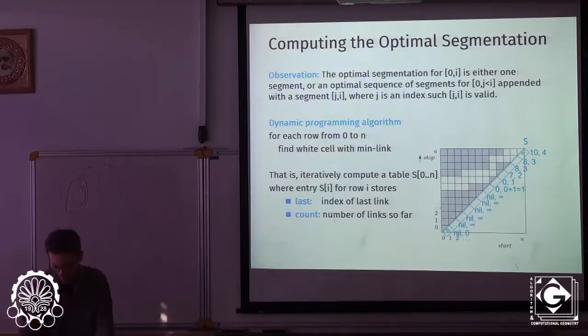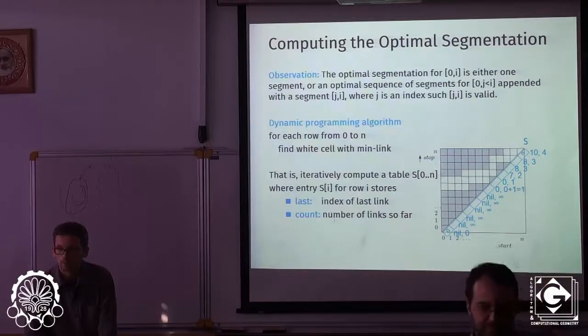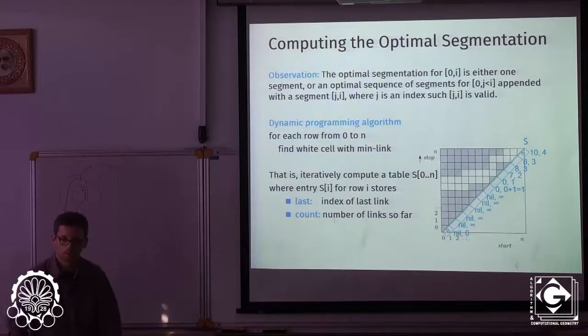Yes? In this algorithm, you need to choose the orthogonal edges only, and we have at least two sub-trajectories, yeah? We cannot join the zero to S directly.